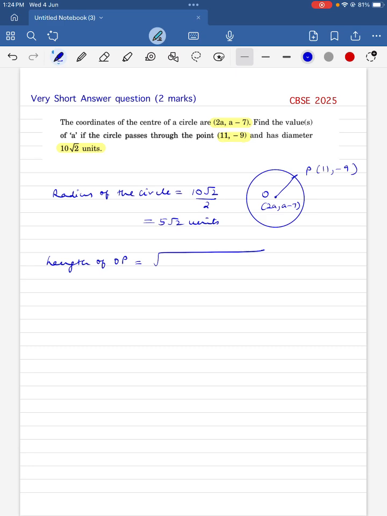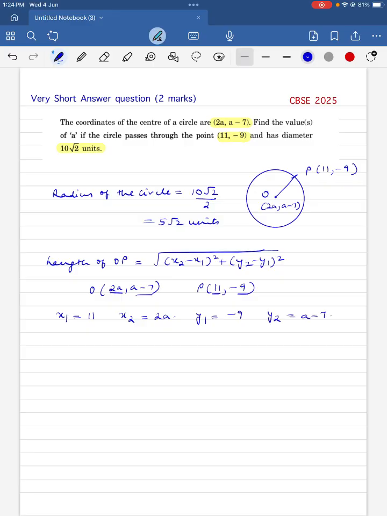Now the distance formula is square root of (x2 minus x1) the whole squared plus (y2 minus y1) the whole squared. Now where do I get the values of x2, x1, y2 and y1? They are from the 2 points that we know. We know that O is (2a, a minus 7) and P is (11, minus 9). So the value of x1 I'm taking from point P as 11, x2 I'm taking as 2a, and y1 I'm taking as minus 9 and y2 I'm taking as a minus 7.